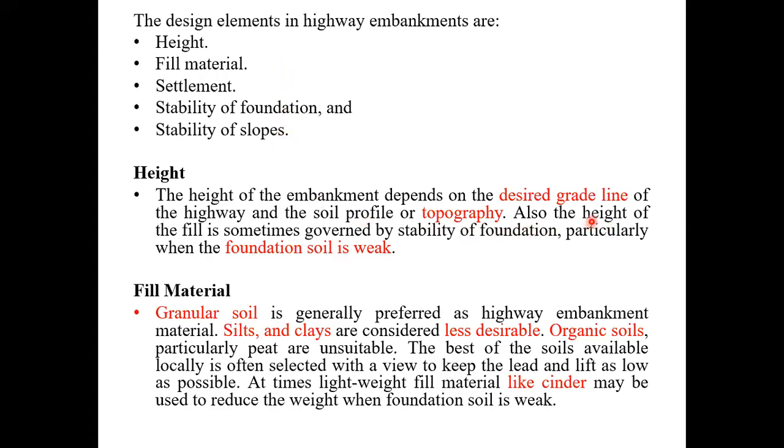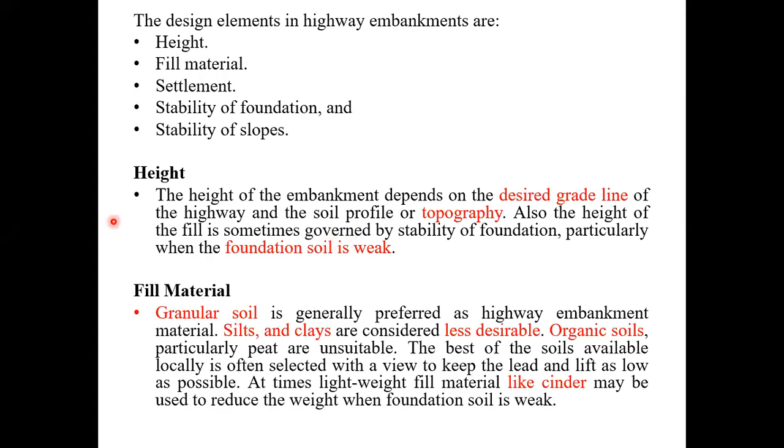Also, the height of the fill is sometimes governed by the stability of the foundation, particularly when the foundation soil is weak. If the foundation soil is very weak, or say black cotton soil, or if soil with low stability is available on the nearby surface, then generally the height will increase. If the soil has good density or good stability, you can reduce the height of the embankment. So the height will depend upon the foundation.